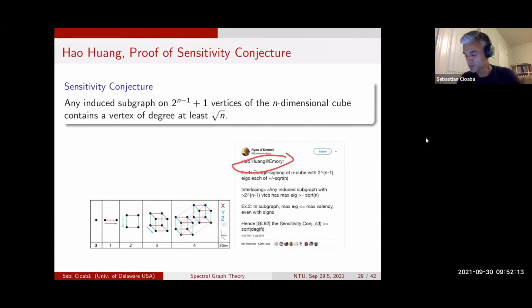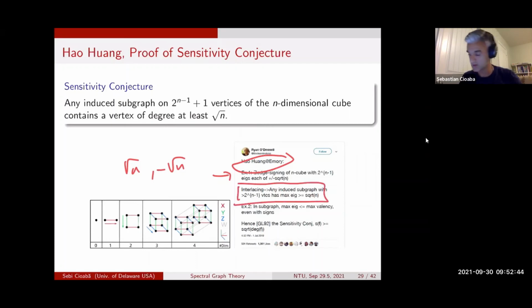And the proof was summarized by Ryan O'Donnell in a tweet. Essentially, there are a few steps, and it's linear algebraic. You can find a signed adjacency matrix of this graph that has square root of n and minus square root of n as eigenvalues with multiplicities n/2 and n/2 minus 1. And then you use Cauchy interlacing, but you can do it with bare hands.